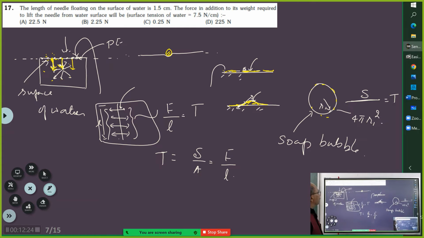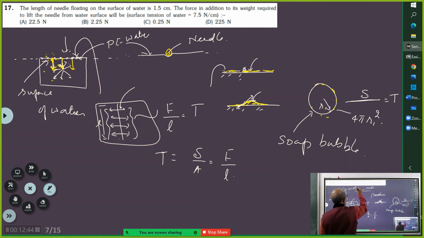Fine. Okay. So now if you keep a needle on the surface of water, it will form a surface like this. And now tell me how the surface tension and the needle are balanced. I hope you understood. This is the cross section of the needle, and this is the water surface. Now show me the surface tension forces here. The needle is floating on the water.